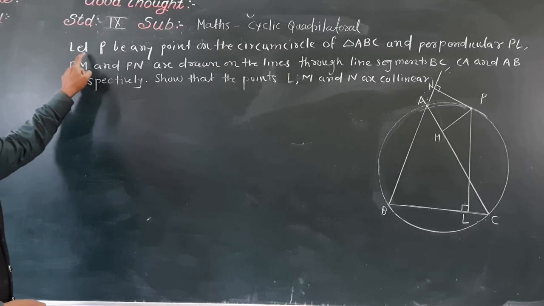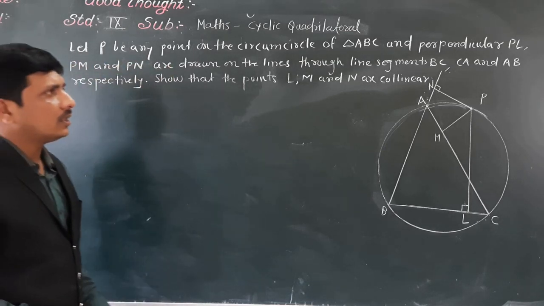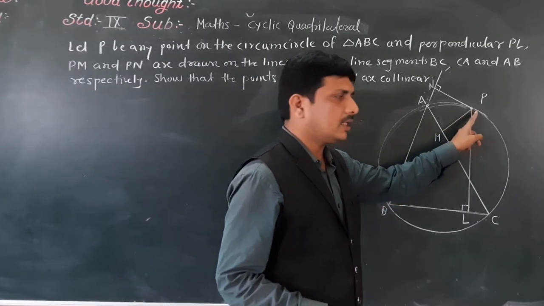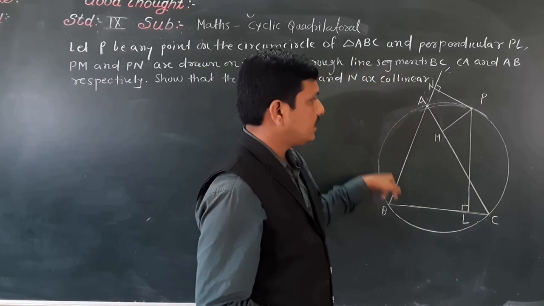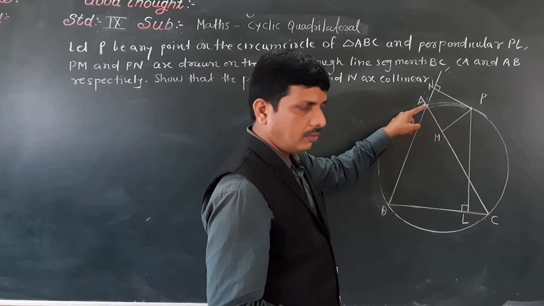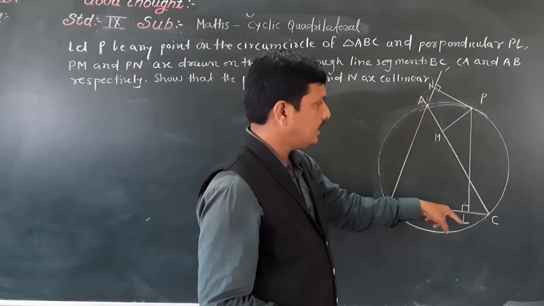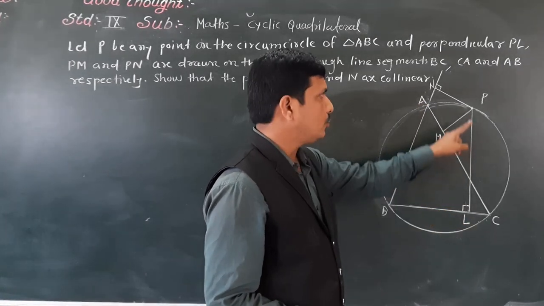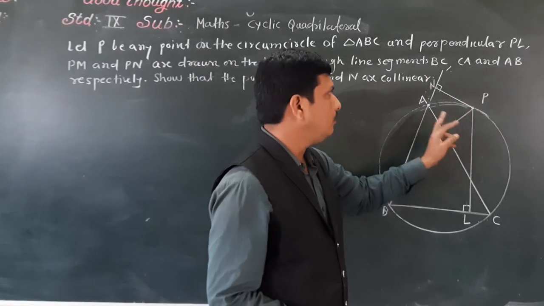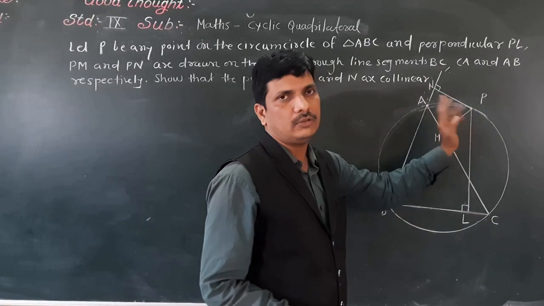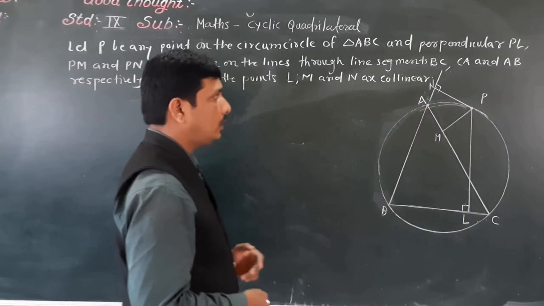So once again, let P be any point on the circumcircle of triangle ABC. Points A, B and C are on the circle. P is a point on the circumcircle. If we join this, then we will get a cyclic quadrilateral. We will see what to join.